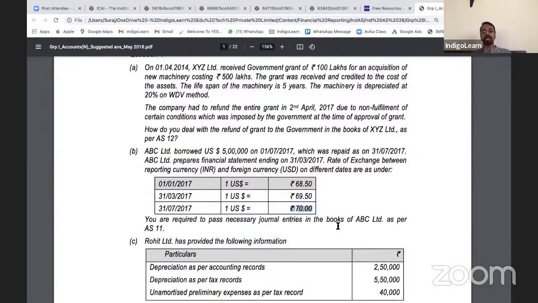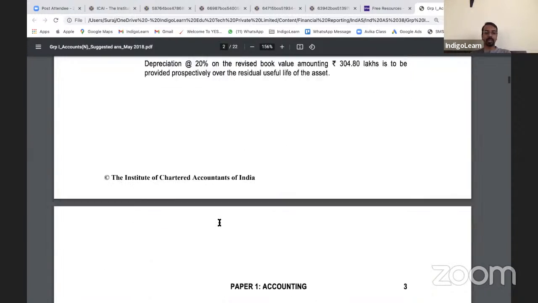You are required to pass entries in the books as per AS11. Okay, so your interest is not involved. You just need to calculate the exchange difference. Now, what is possible? First assumption is that the entity has not opted for 46A. You will debit it to P&L. Second assumption, entity has opted for 46A. Then you will add it to the cost of the depreciable asset. Okay, so that is how you will have to write the answer.